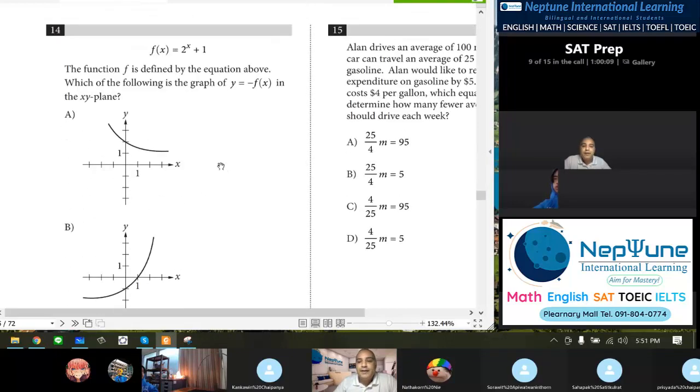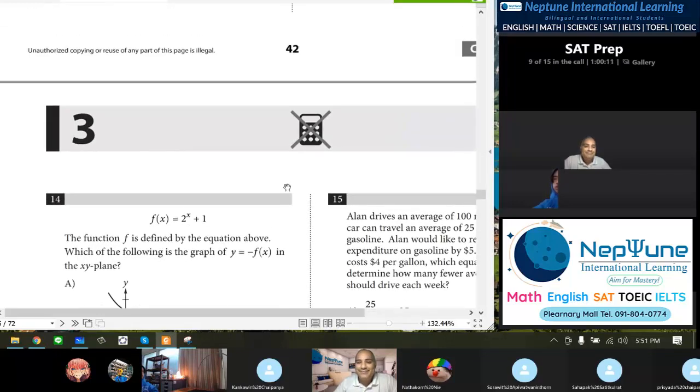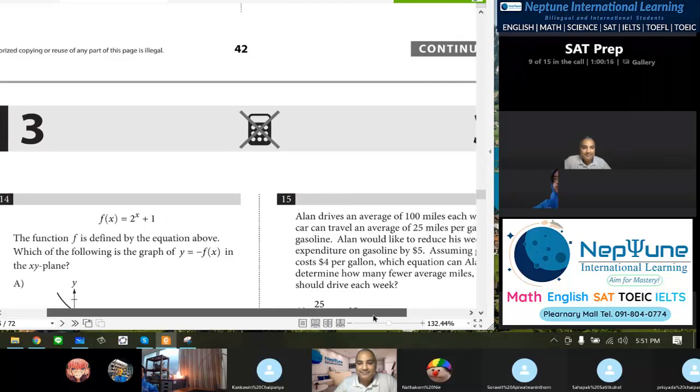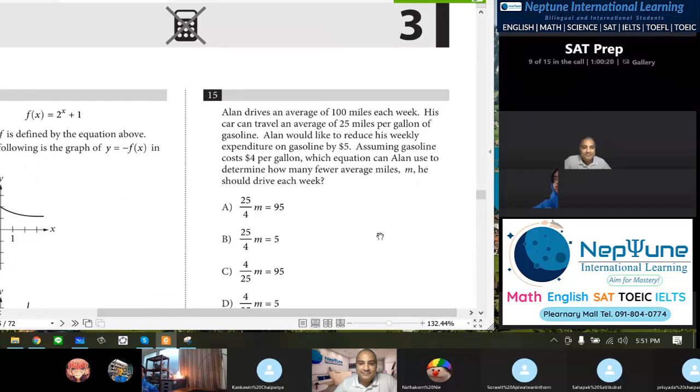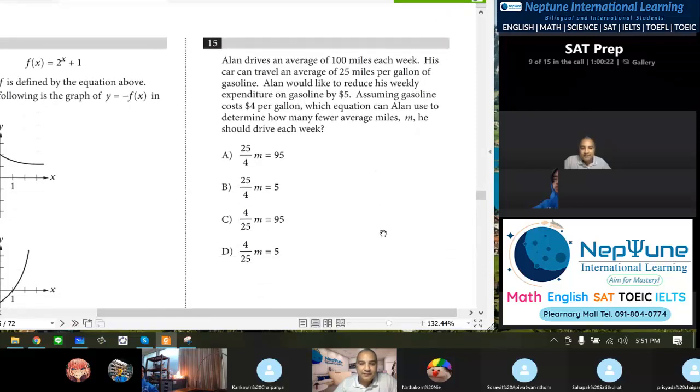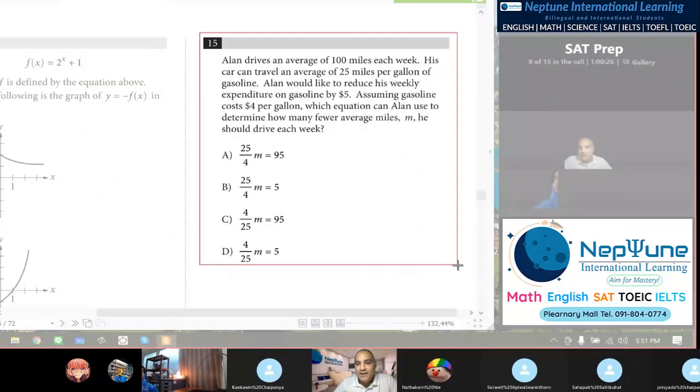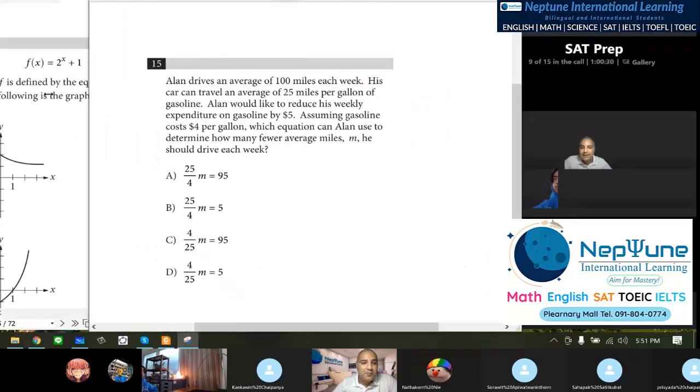Any questions? Okay. Okay, this is also confusing, but if you use common sense, it's not, but then common sense will take a lot of time. But if you use it with math, you can answer faster.